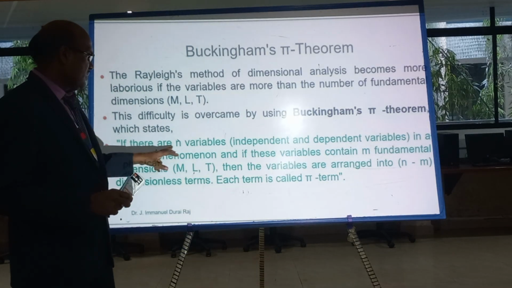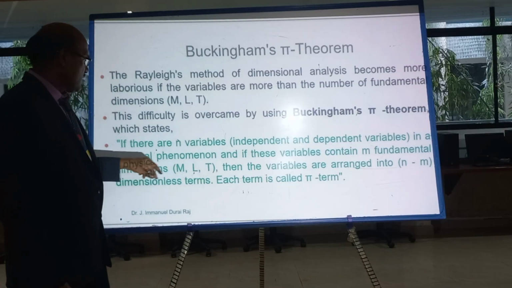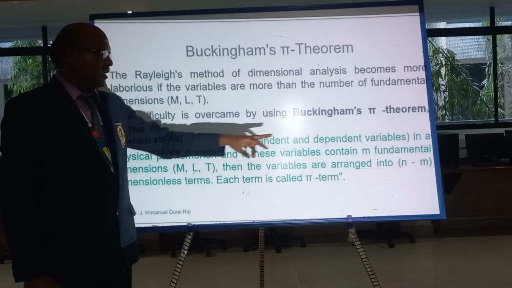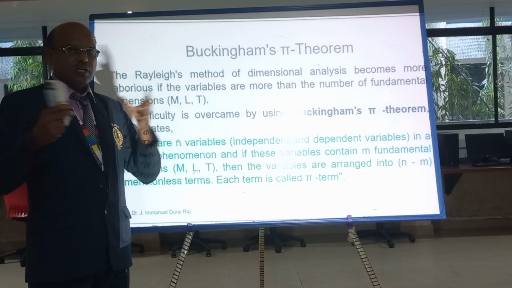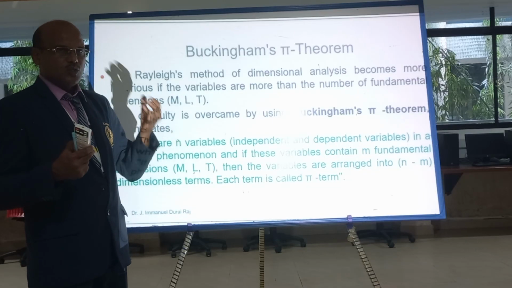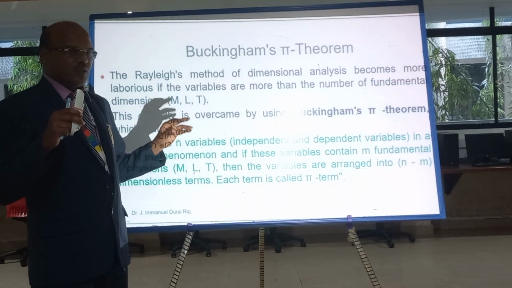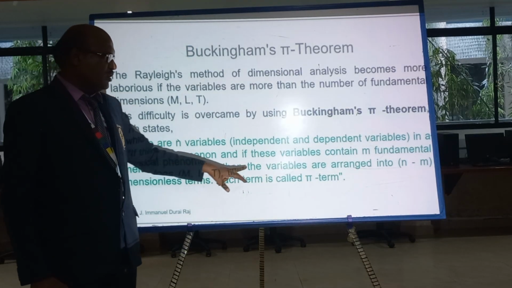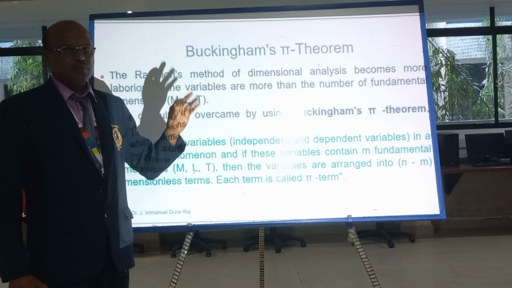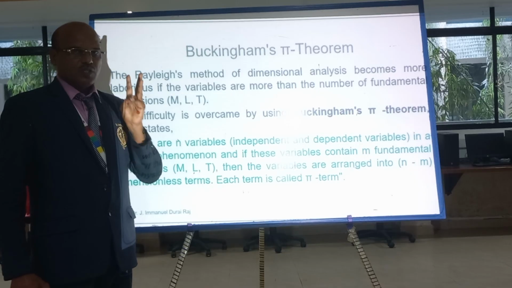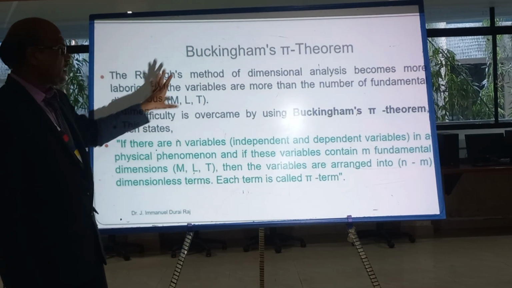For example, there are 6 variables, independent and dependent, in a physical phenomenon, and these variables contain m fundamental dimensions. All the equations are in MLT, so normally you always have 3 fundamental units. Now totally we have 6 variables and 3 fundamental units. Then the variables are arranged into n minus m. N is 6, m is 3, so you have to arrange 3 phi terms. This is the definition for the Buckingham pi theorem.